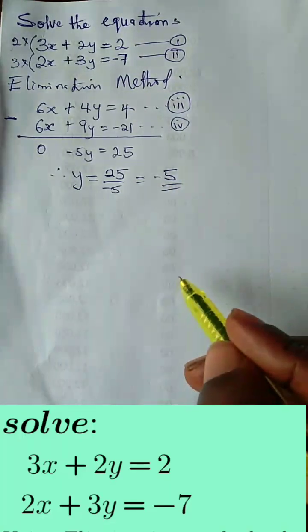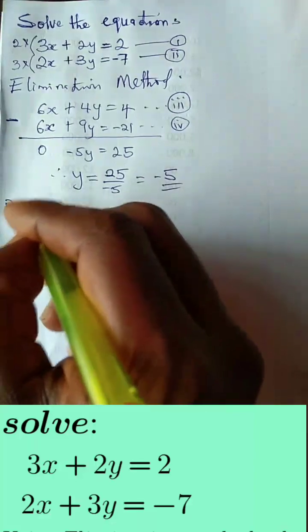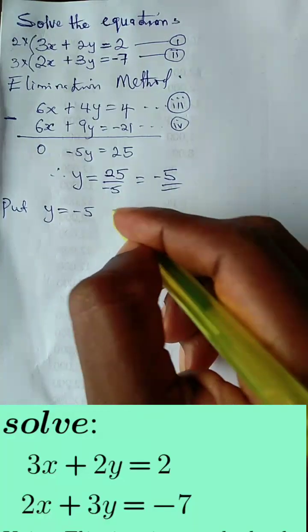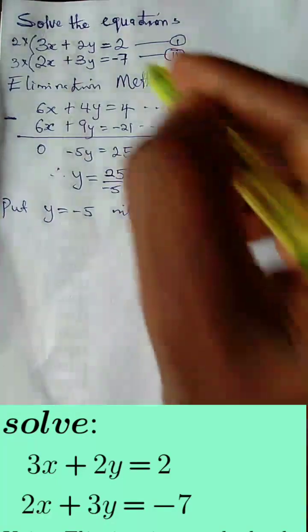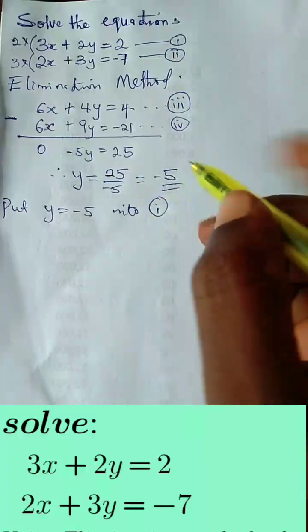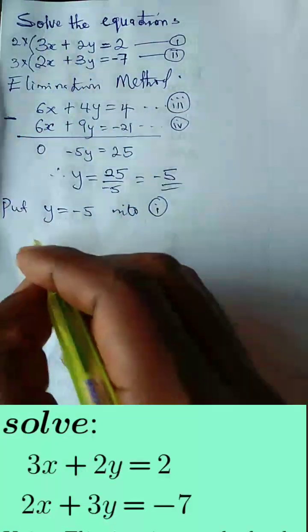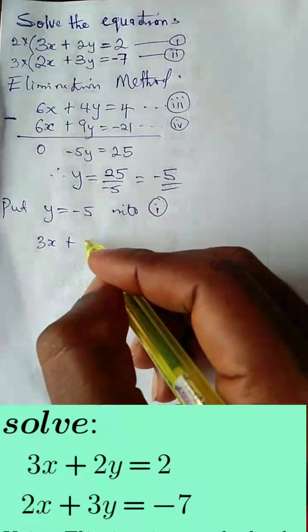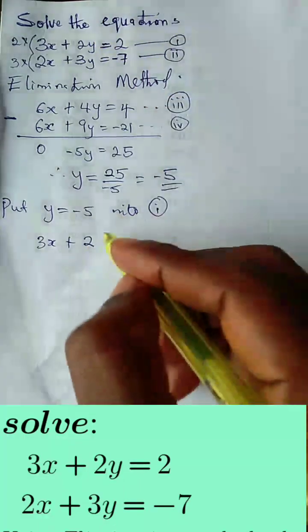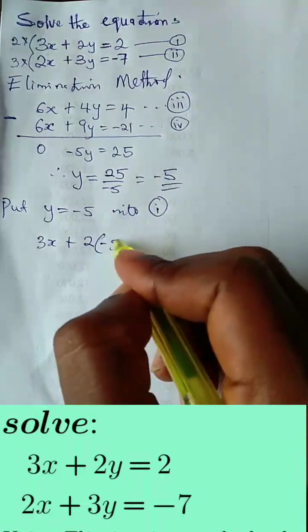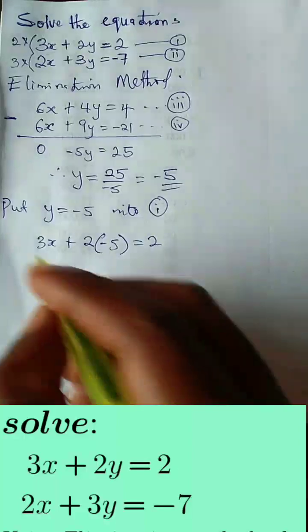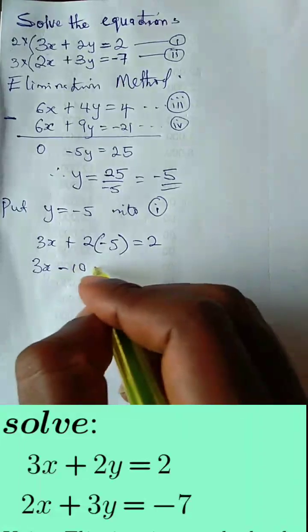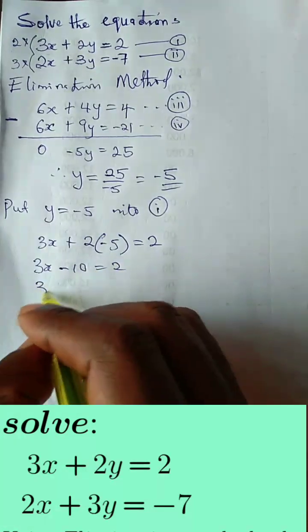The next thing to do is to substitute. We're going to put this y we've gotten, y equals minus 5, into any of the equations. So let's put it into equation 1. Remember, our equation 1 is 3x plus 2y equals 2. You can see the 2y here. I will no longer put this y; I'm replacing y by minus 5. So I'm going to have 3x plus 2 times minus 5, which is minus 10, equal to 2. Let's collect like terms now.